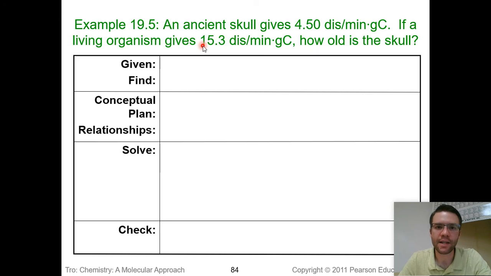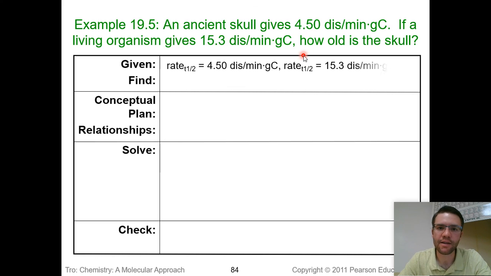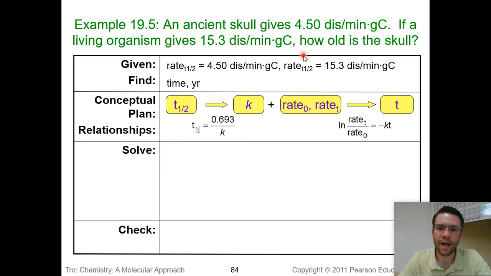So how do I calculate this? Well, the first assumption that's made is that the living organism has the same decay events, or same ratio of carbon-14, that the ancient skull would have had when it was alive. And then I can use this ratio of rates here. This is kind of confusing with their math here, so I'm just going to walk you through it. You can use the integrated rate law here if you know your initial rate and your final rate at a given time.